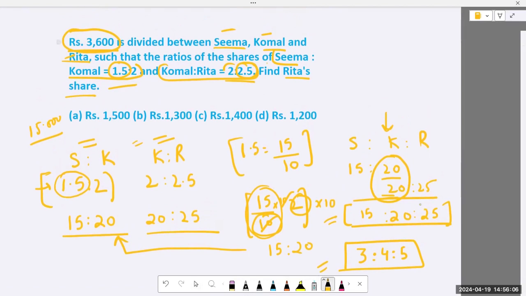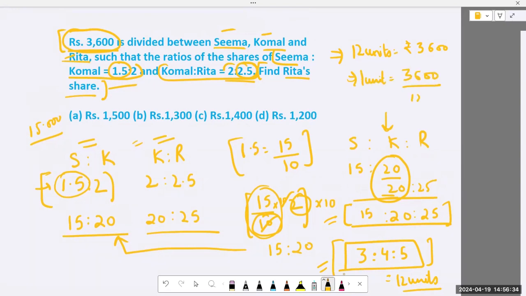Now the question that they're asking is to find Rita's share, and the information that they have given is that this particular amount, 3,600, is divided between all the three. So we'll have the sum of these three numbers, which is equal to 12 units. So in total we have 12 units. So I'll just equate this: 12 units will be equal to rupees 3,600. Hence 1 unit will be equal to 3,600 upon 12. So we get 300 rupees. So rupees 300 is equal to 1 unit.